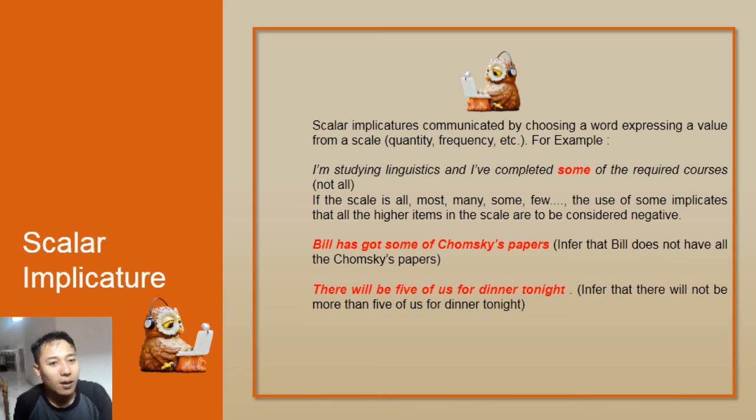And the next example is Bill has got some of Chomsky's papers. Infer that Bill does not have all of Chomsky's papers. And the next example is there will be five of us for dinner tonight. Infer that there will not be more than five of us for dinner tonight.